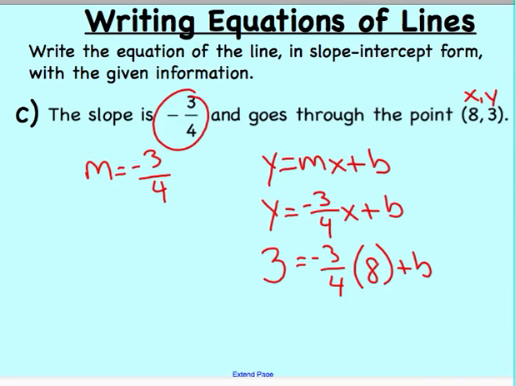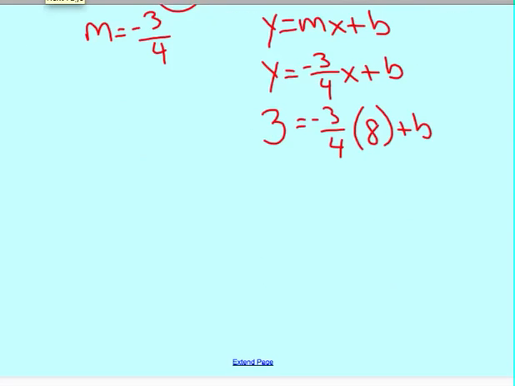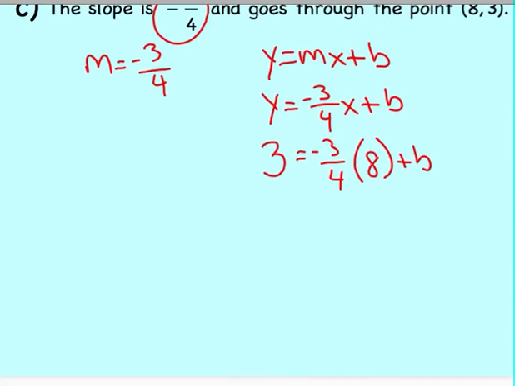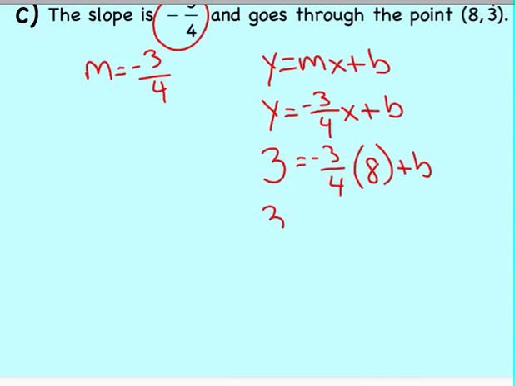So now what you notice is that we could solve for b. And the way we're going to solve for b is we are first going to multiply. So one thing I could do here is 8 times 3 is 24. 24 over 4 is 6. Or 8 divided by 4 is 2. 2 times 3 is 6. Either way, I get 6, and there's a negative. So this should be negative 6. 3 over 4 times 8 is 6. Either way you want to do it is fine.